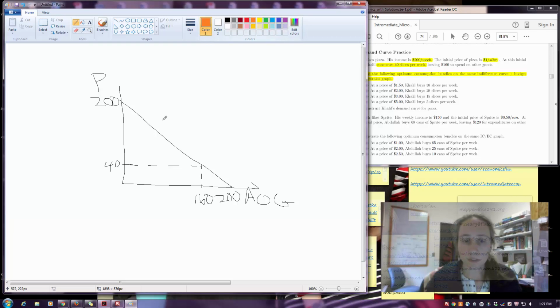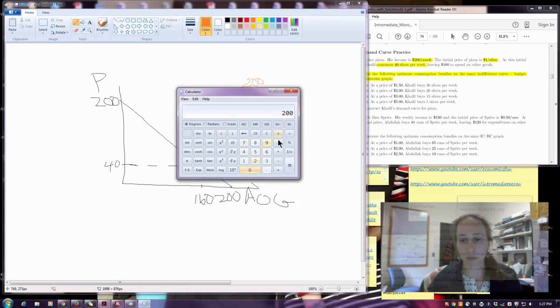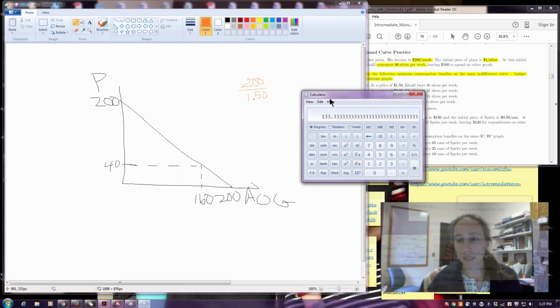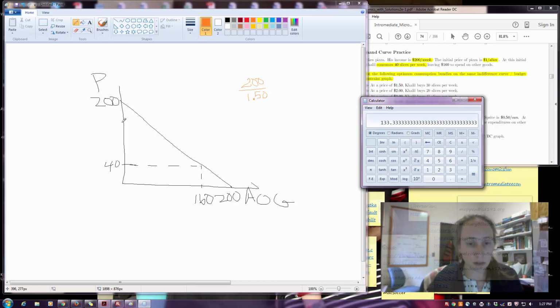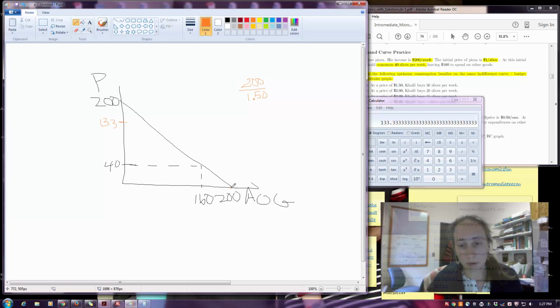So at $1.50, he can no longer afford 200. What we have to do is take his $200 and divide it by $1.50. You're going to laugh at me for pulling out a calculator, but I'm trying to go quick for you. You don't want to mess it up. You can get 133 slices of pizza. So if he spends all his money on pizza now, he could get 133. The price of all other goods has not changed, so his budget will rotate like this.